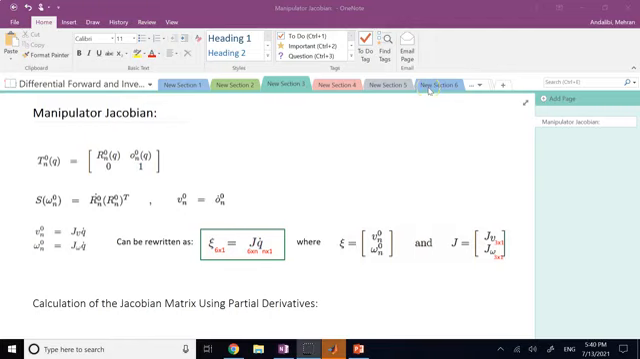Hello everyone. In this video we are going to talk about the notion of Jacobian. In the previous video we talked about angular velocity. Why did we talk about it?